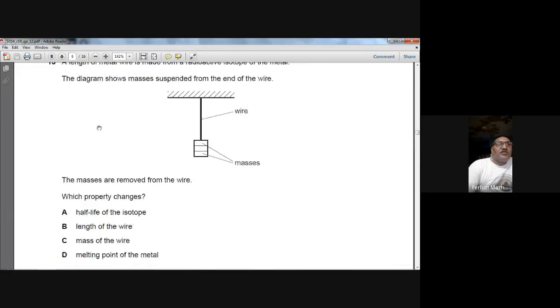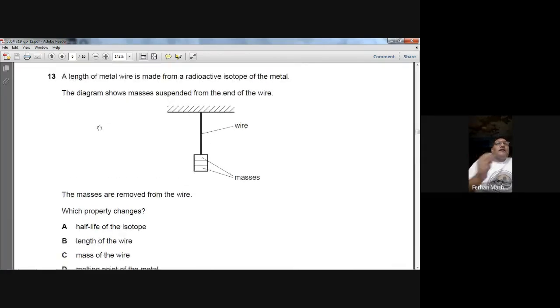Question number 13 is on your screen. The length of a metal wire is made from a radioactive isotope of metal. The diagram shows masses suspended from the end of the wire. The masses are removed from the wire. Which property changes?